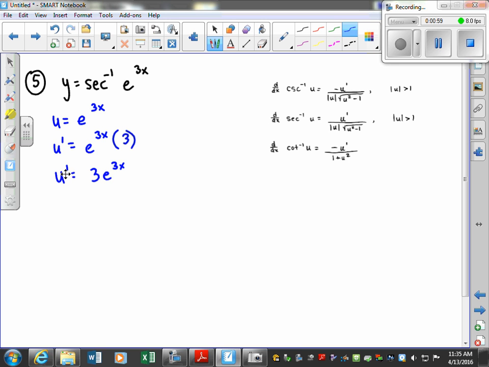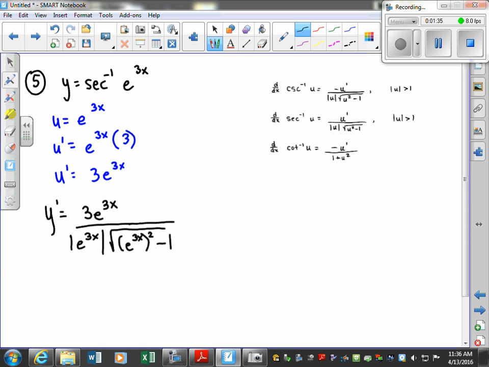Now once we have our u and our u prime, we're able to come over here to our formula, and we'll have y prime is equal to our u prime, 3e to the 3x, over absolute value of u times the square root of, what's that, u squared, so let's put u in parentheses, u squared minus 1.